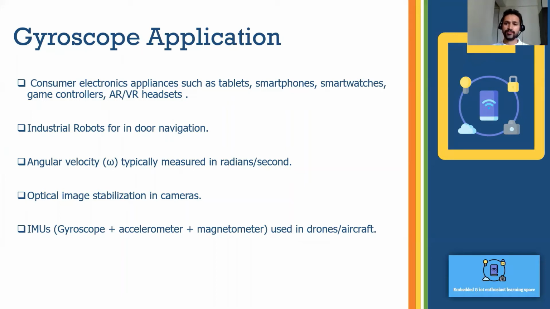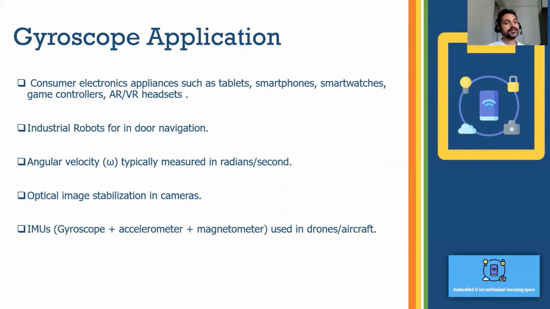In smartwatches, we can use gyroscope for pedometer application because we can basically measure the angular movement. And in game controllers, it is heavily used because it's all about movement, and however much angular movement you are doing, you can measure it via gyroscope. And the same, there are applications in AR and VR headsets.